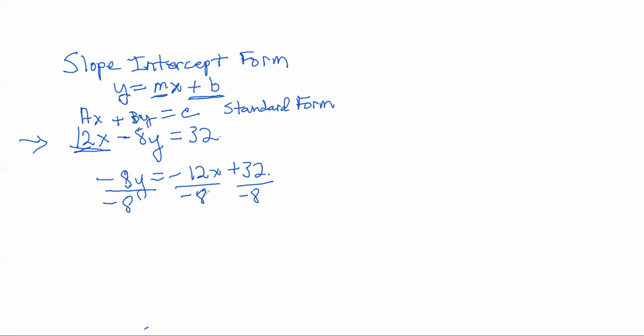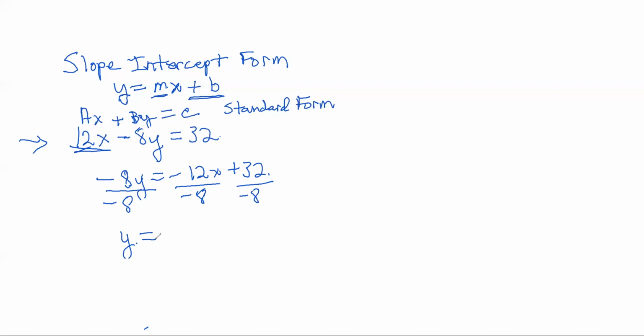So negative 8 divided by negative 8 is a 1. Anything over itself equals 1, and 1 times y is y. So I got my y by itself. Now I'm going to look at the negative 12x over negative 8. So first I'm going to say, well, negative divided by a negative is a positive, so I don't need to write that.